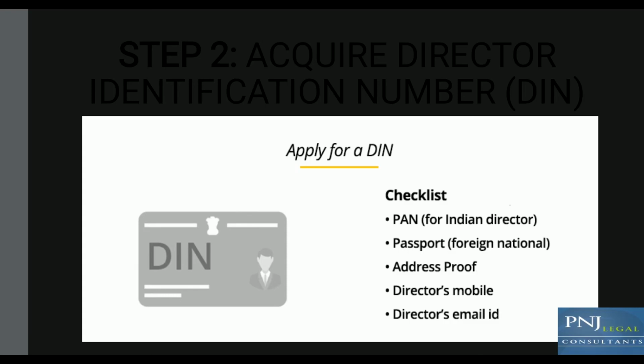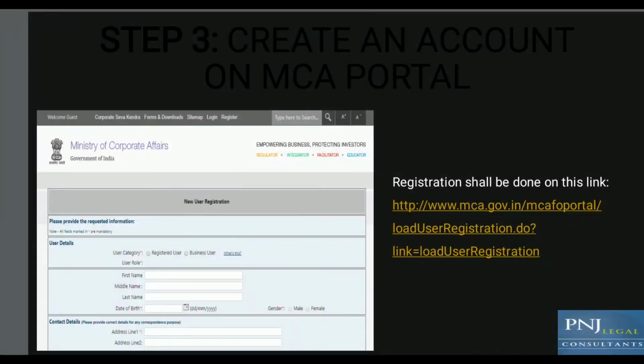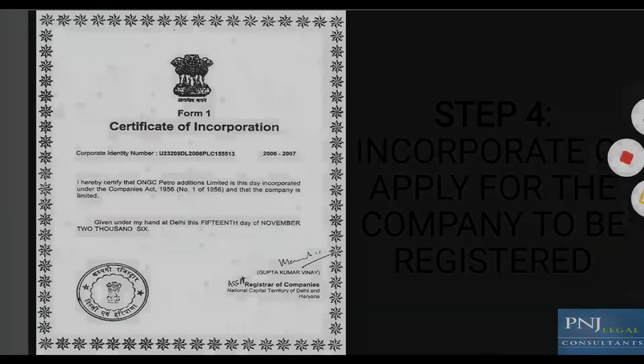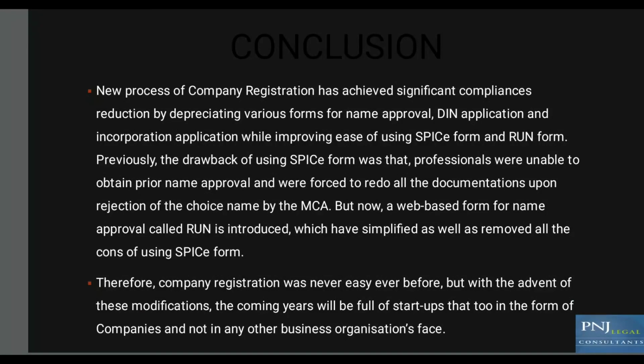Step 2. Acquire director identification number DIN. Apply for a DIN checklist: PAN for Indian director, passport for foreign national, address proof, director's mobile, director's email ID. Step 3. Create an account on MCA portal. Registration shall be done on the following link: www.mca.gov.in. Step 4. Incorporate or apply for the company to be registered.